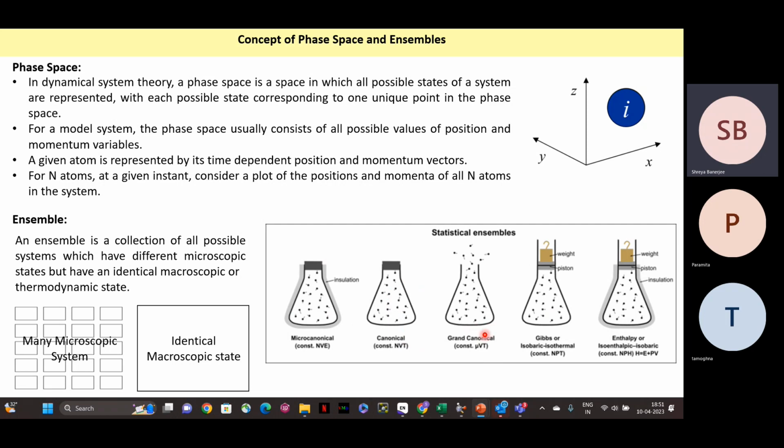In the grand canonical, and there are other kinds of ensembles which are not that important right now, but all of them have different criteria of parameters that are maintained at constant.